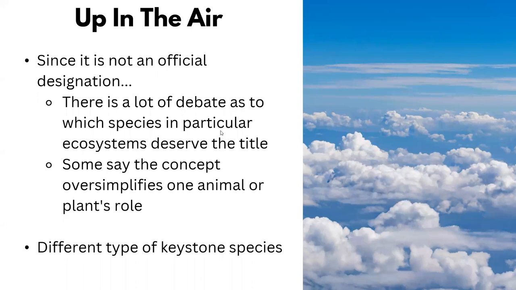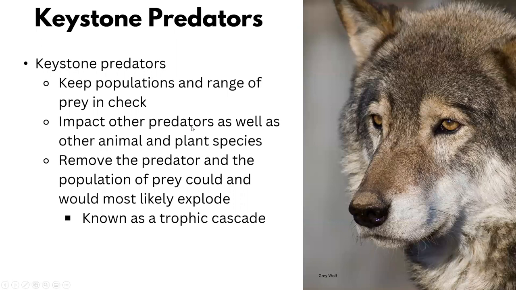So next, I want to go ahead and talk about the different types of keystone species. When we talk about keystone species, it's like an umbrella term, but there are all these different parts that fit underneath and the different kinds of them. So one of those is a predator. This is not the only one, but we're going to talk about just keystone predators.